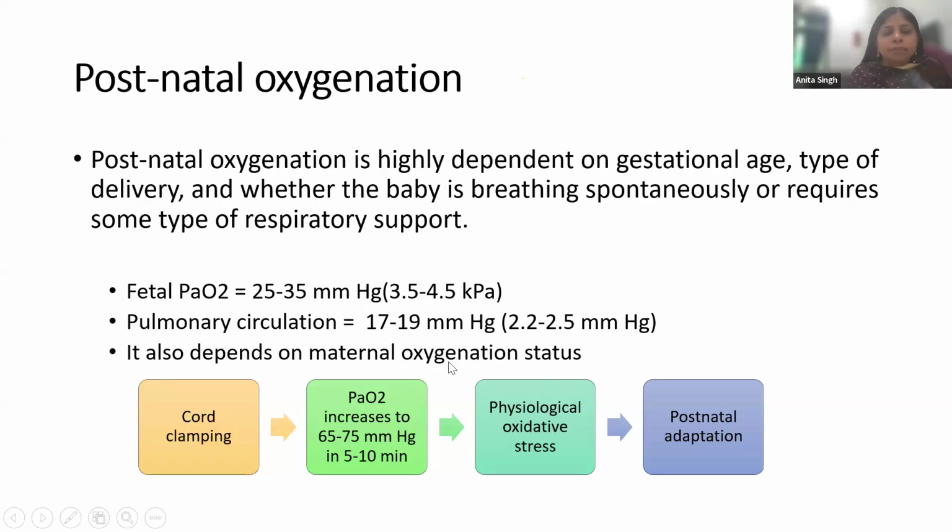So in perinatal care, after the cord clamping, the PaO2 increases to 65 to 75 within 5 to 10 minutes. And it is the physiological oxidative stress which leads to the postnatal adaptation. In the pediatric or adult, the normal PaO2 is taken as around 80 to 100, but in the neonate, it is around 70 to 90.